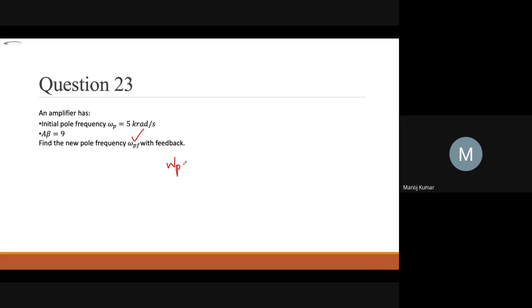Yes, so tell me the formula how to find out the WPF with feedback. WP into 1 plus A beta. With feedback equals without feedback into 1 plus A beta. I think this type of question we have solved for the bandwidth also, with feedback. What is the answer, ma'am? Is it 50? Yes, 50 k rad per second. Okay, ma'am.